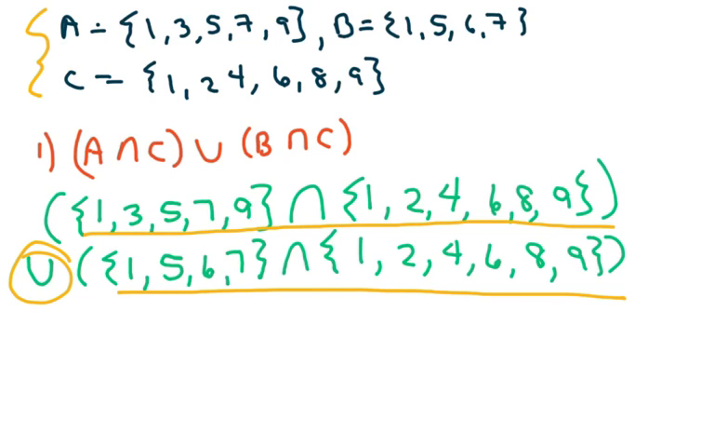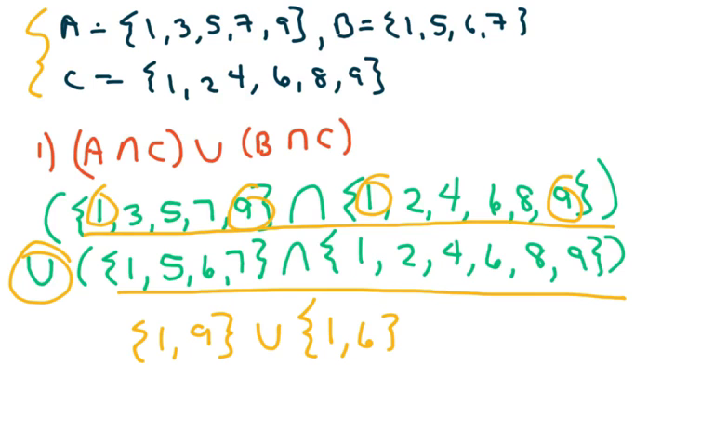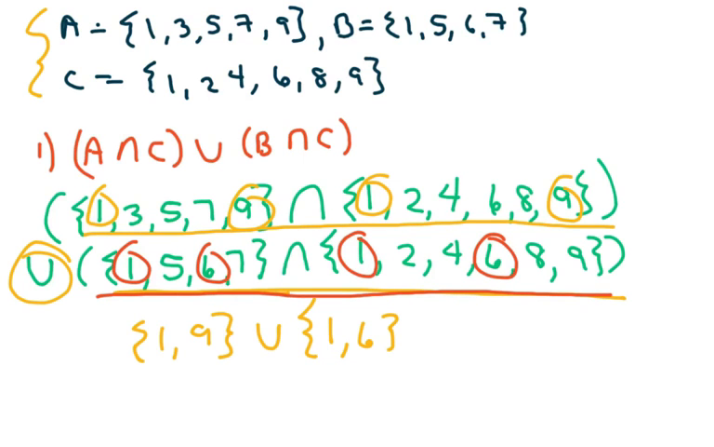So we're doing the intersection. That means what's common to both, and we get 1 comma 9, and then we're going to unite it with 1 comma 6. So 1 and 9 were the same here, and in the second part we had 1 that's the same and 6 that's the same. And now we're just going to unite it, and we don't need to write down 1 twice. We write it down once. So we go 1 comma 6 comma 9.